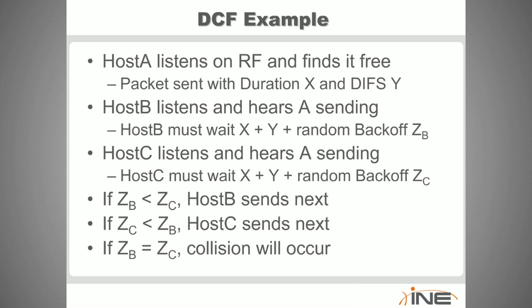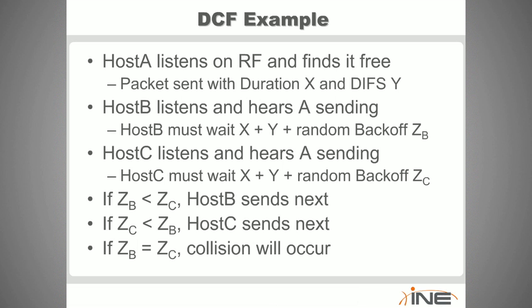Okay, so here we have an example. We have 3 hosts, host A, B, and C. All of them are trying to send traffic onto the RF. So first off, host A listens and it sees that no one is currently sending. So it builds its packet, sends the frame out. Inside the header, we're advertising the duration. In this case, the duration is X, plus the Distributed Coordinated Function Interframe Spacing, the DIFS, is Y.